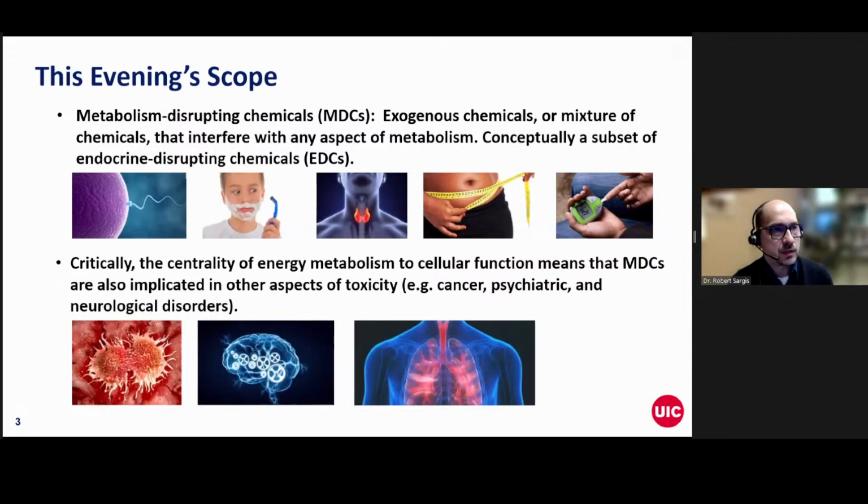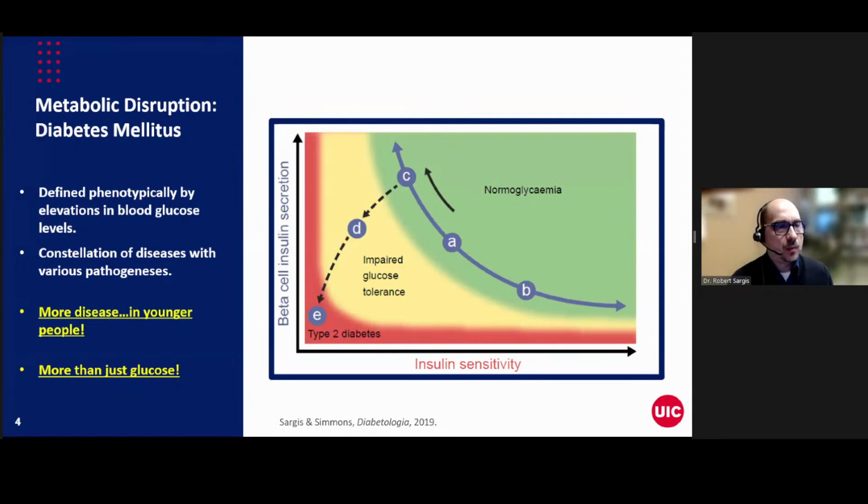Critically, given the centrality of energy metabolism to diverse cellular functions, that means that these metabolism disrupting chemicals are also implicated in other aspects of toxicity. So this includes diseases such as cancer and neuropsychiatric disorders, which is where we're going to end up by the time I'm done tonight. Our lab has principally been focused on understanding how environmental toxicants contribute to the development of diabetes.